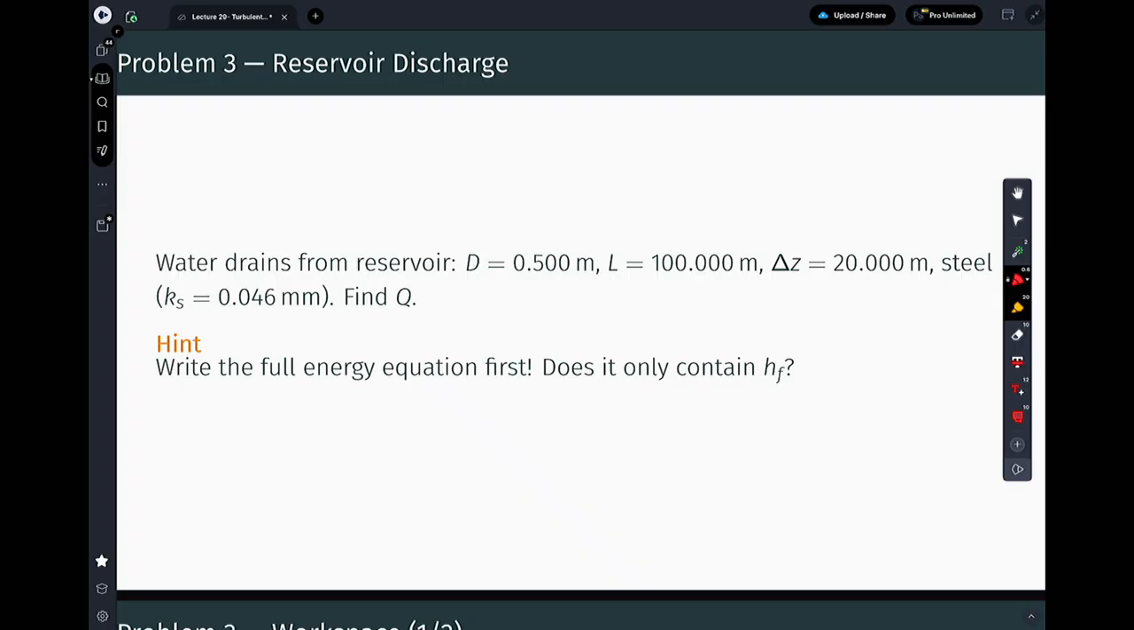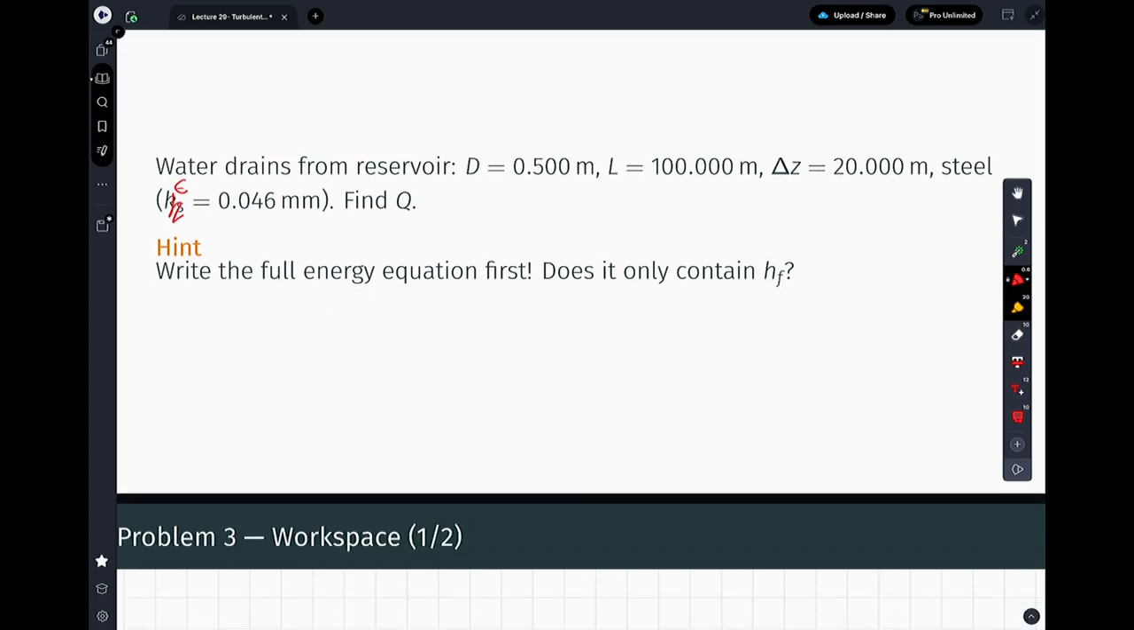So I want to do a couple final questions on this and just look at what's happening. Water drains from a reservoir, 0.5 meters high, length of 100 meters, delta Z 20 meters, steel, which is epsilon of 0.046 millimeters, and you find Q. Write the full equation.